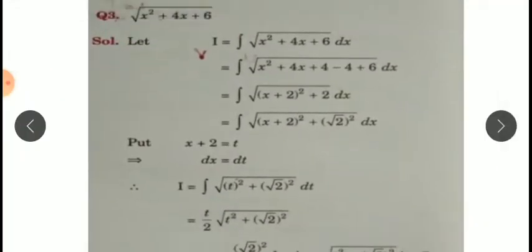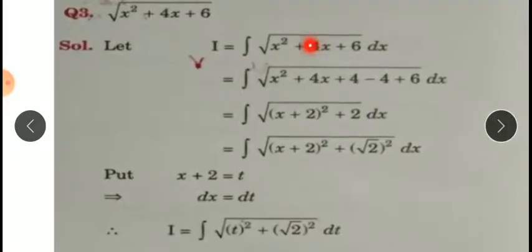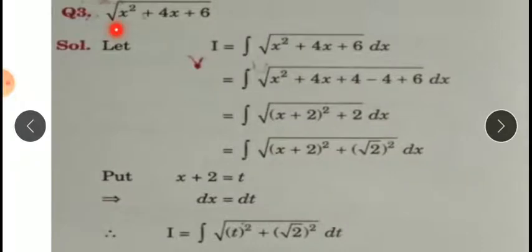Now see question number 33. Integrate root x square plus 4x plus 6. Consider I is equal to integration root x square plus 4x plus 6. To change into integrable form, we have to change it as follows. See how to change it into standard form, that is, integrable form.